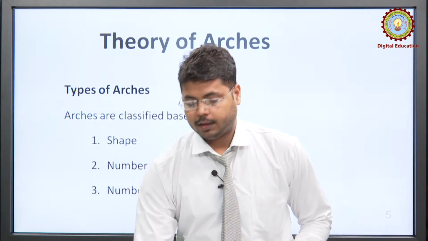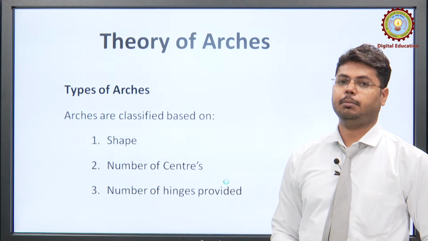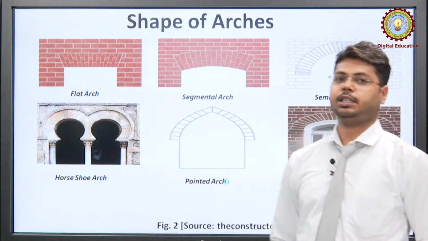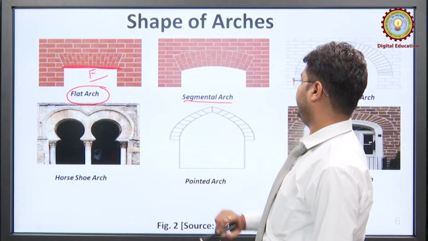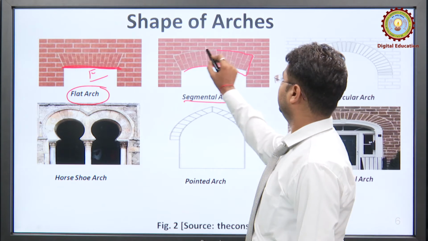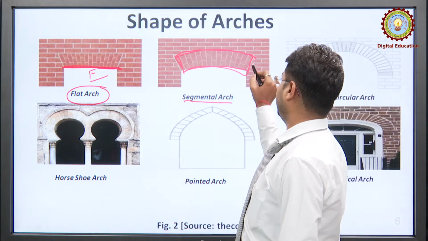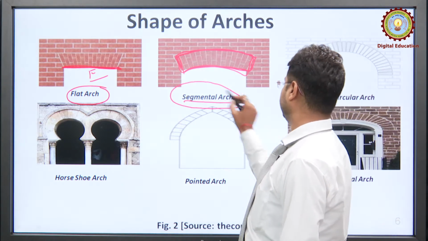Now there are three types of arches, based on shape, number of centers and number of hinges provided. Based on shape we can divide them into 6 parts. The first is the flat arch. You can see here the bottom portion of the arch is purely flat. The second one is the segmental arch. A little portion of the arch is partially bent. This is what we call a segmental arch.